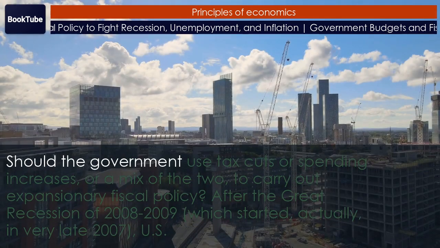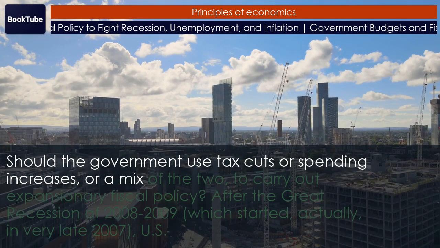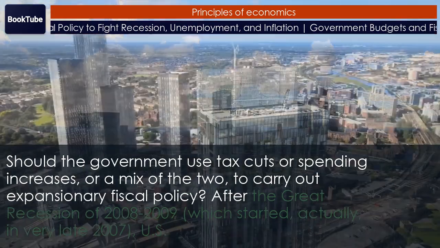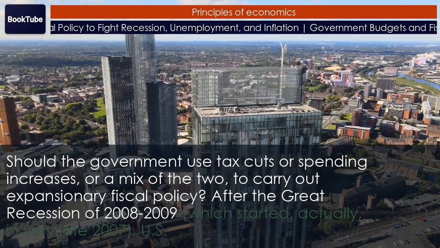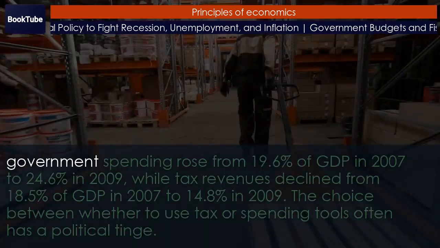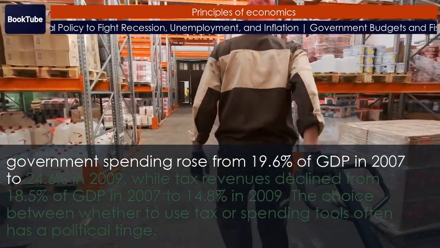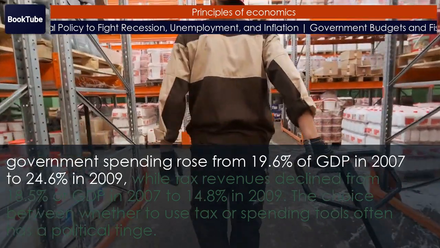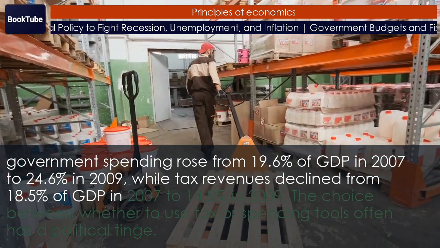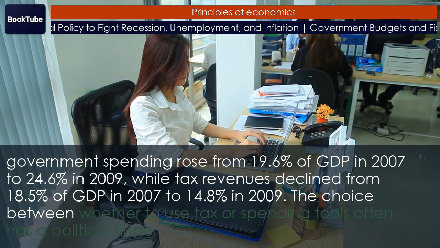Should the government use tax cuts or spending increases, or a mix of the two, to carry out expansionary fiscal policy? After the Great Recession of 2008-2009, which started, actually, in very late 2007, U.S. government spending rose from 19.6% of GDP in 2007 to 24.6% in 2009, while tax revenues declined from 18.5% of GDP in 2007 to 14.8% in 2009.